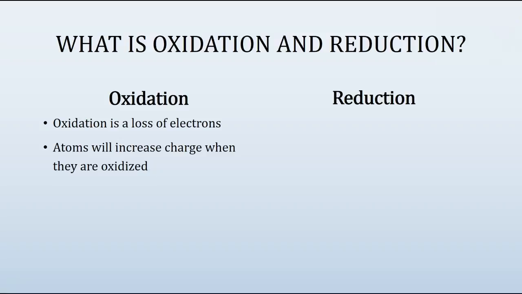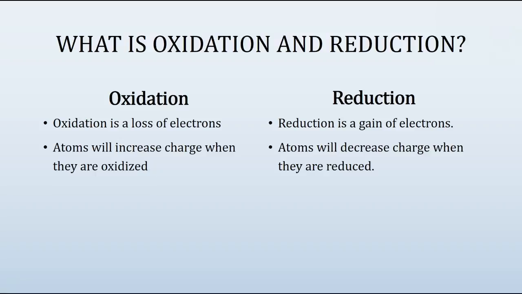The other side of that is reduction. For every oxidation, you have to have a reduction. You can't lose electrons to the ether. You've got to lose electrons to something. So with oxidation has to come reduction. Something has to take those electrons. So reduction is the gaining of electrons. So if we gain electrons, we've been reduced. Okay? So atoms will decrease in charge when they're reduced.